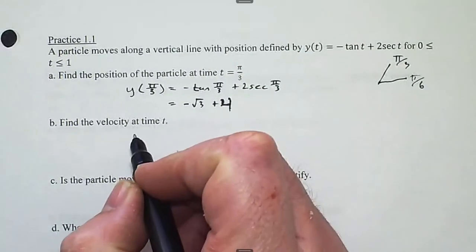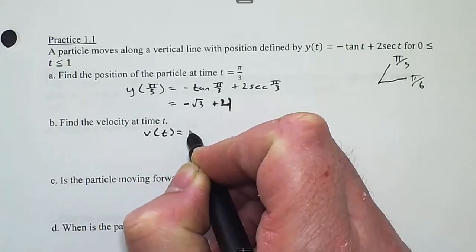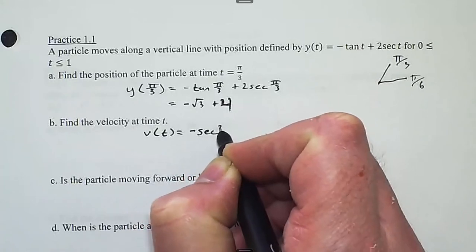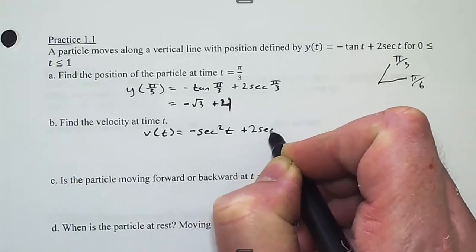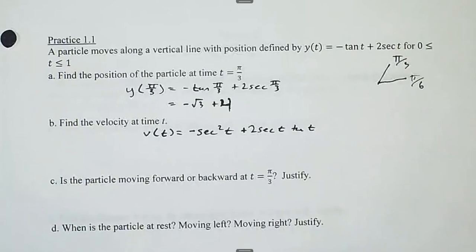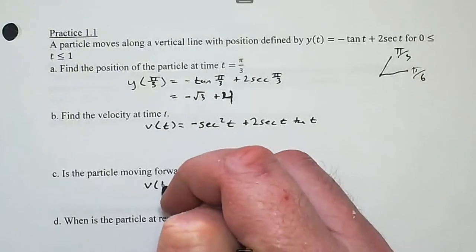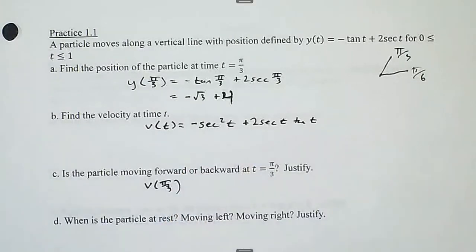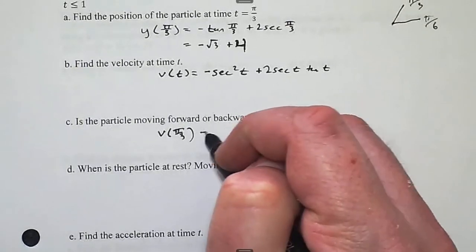Find the velocity at time t. Velocity is the derivative of position. So this is a negative secant squared t plus 2 secant t tangent t. Is the particle moving forward or backward at time t equals pi over 3? Well, let's evaluate the velocity, because the velocity equation tells you two things. It tells you the speed and the direction. The sign, being positive or negative, will tell me if I'm moving forward or backwards, or in this case, up or down.